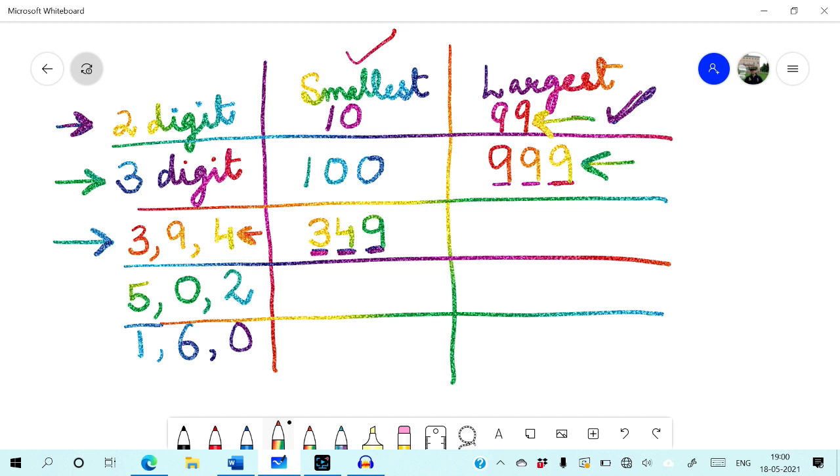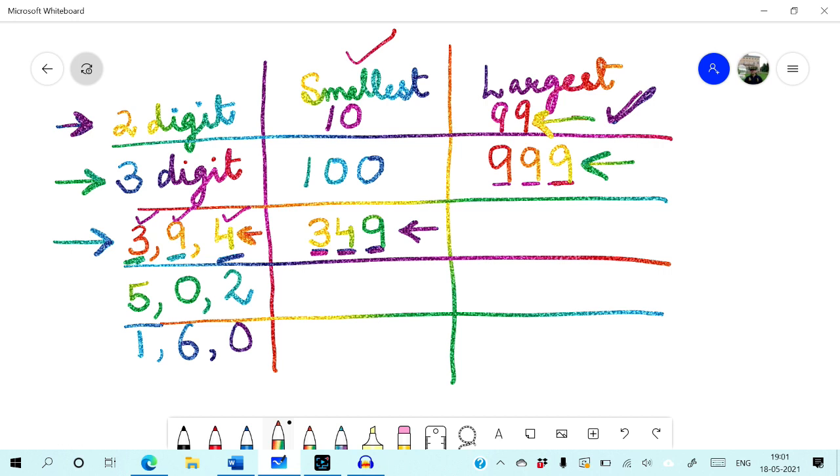For the smallest number, we will write the digits in ascending order, and using 3, 9 and 4, the smallest number is 349. And you can try, this is going to be the smallest number. You will not be able to make any number smaller than this using 3, 9 and 4.